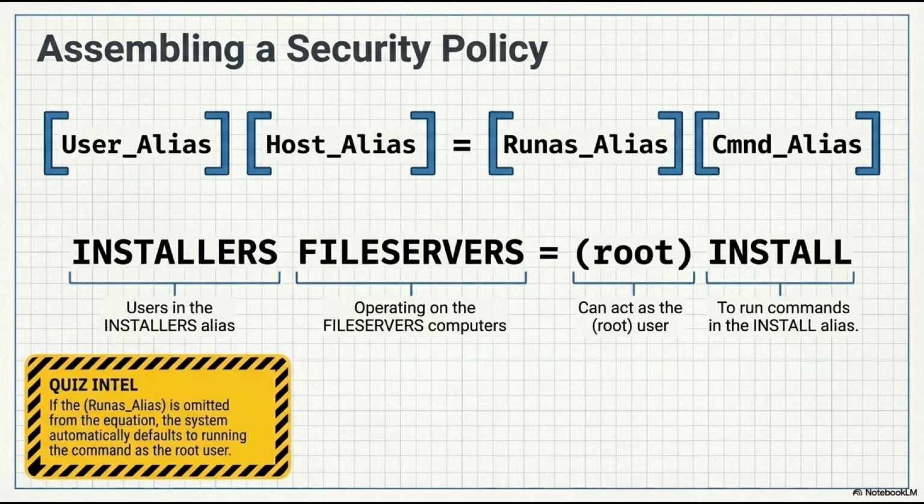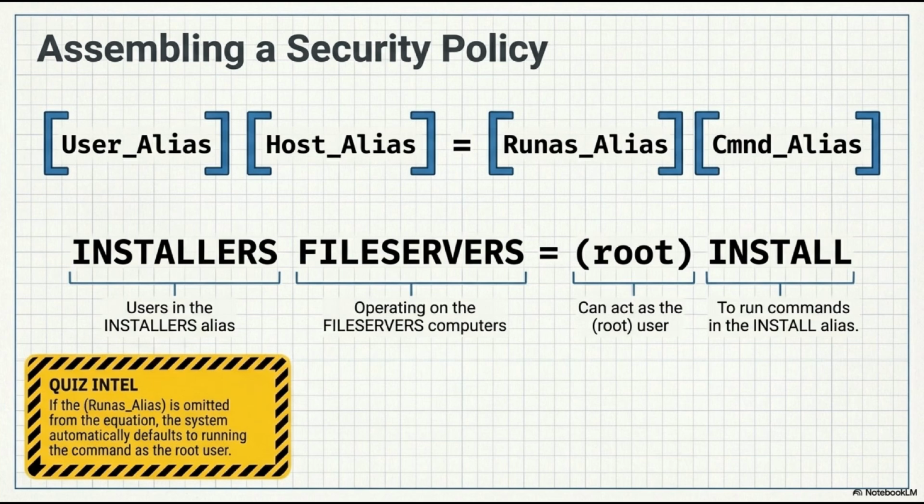File servers maps to the host alias, restricting their authority to specific network nodes. Right. The root in parentheses is the Runas alias, granting them UID 0 execution context. And install is the command alias, defining the strict list of allowed binaries.